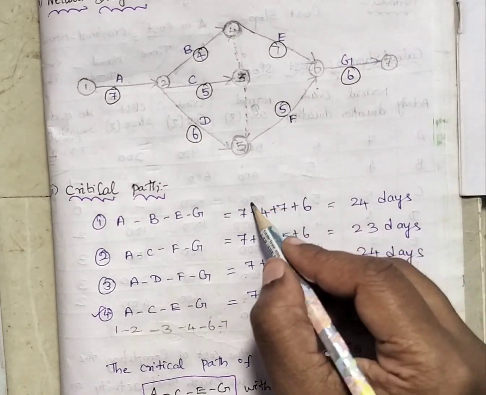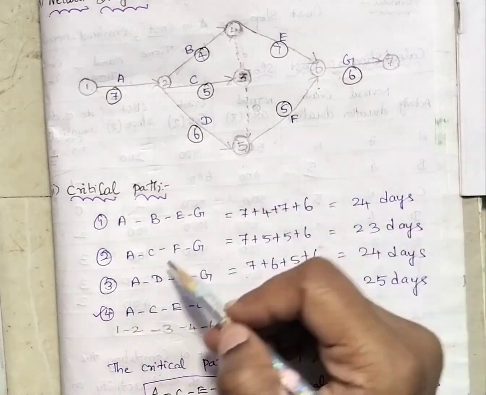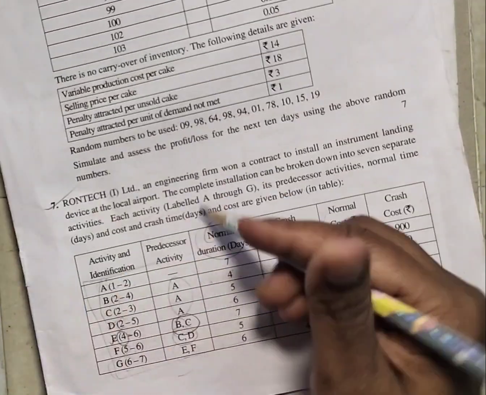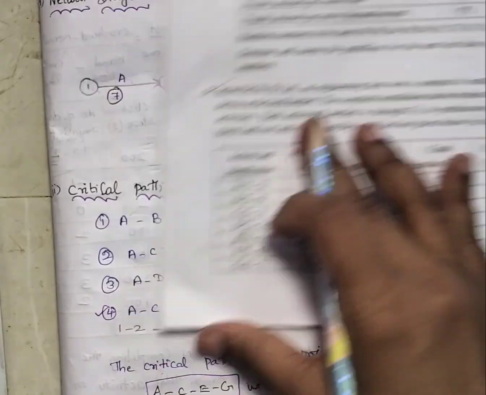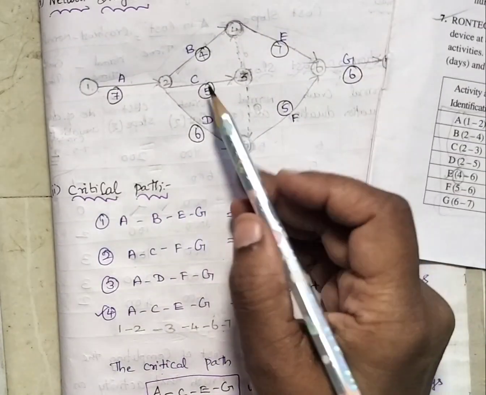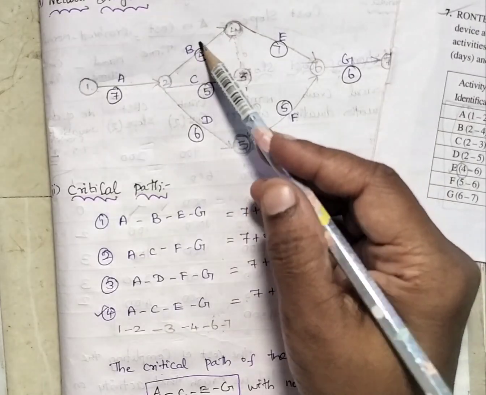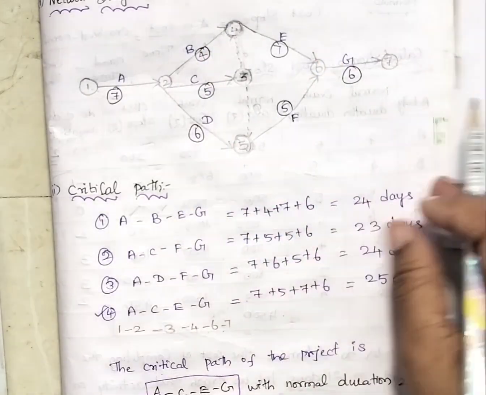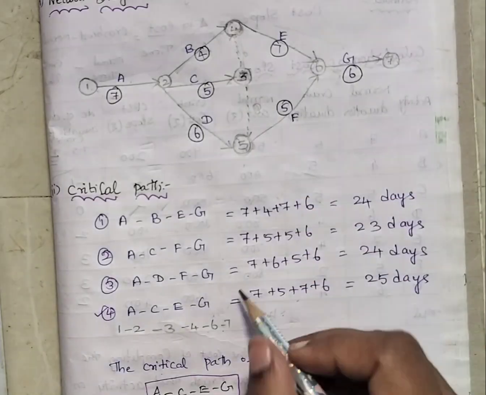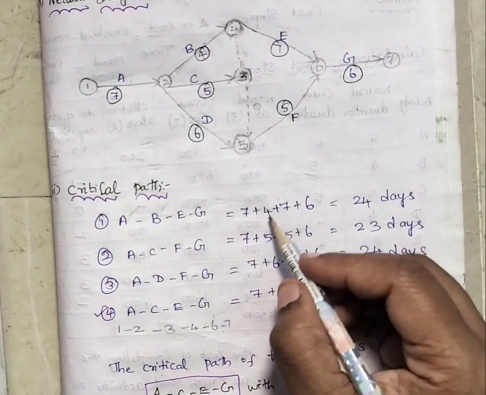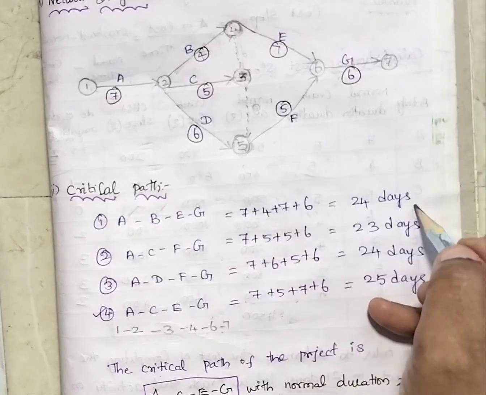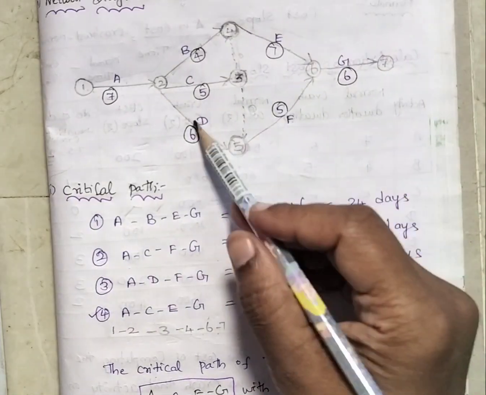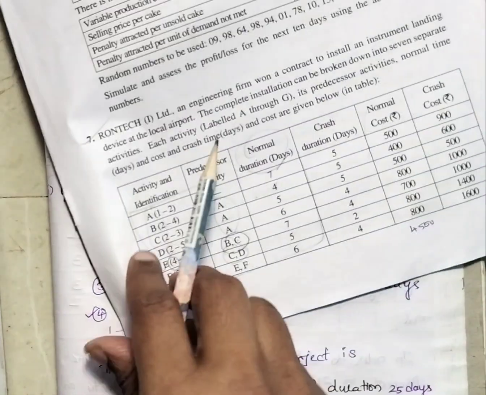For each and every path we have the corresponding duration. A duration 7, B duration 4, and E duration is 7, and G duration 6. Like that, for every path I have written the duration. After that, we have to write the total number of days. These are all in days, as per the question.